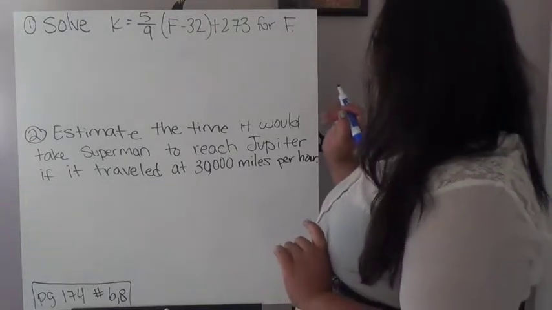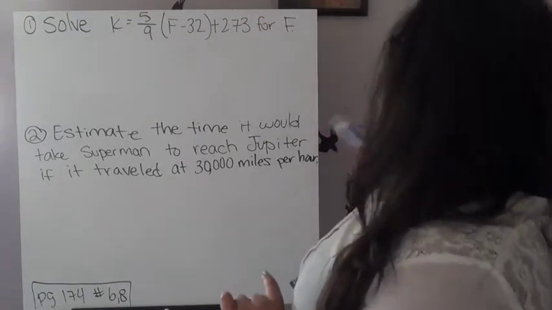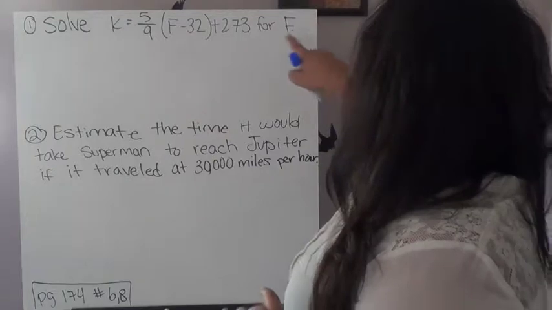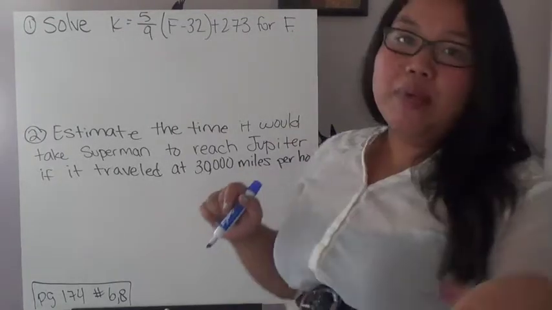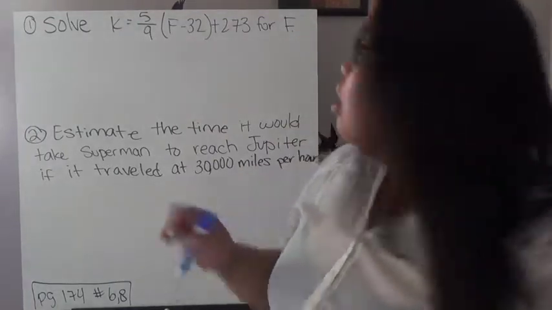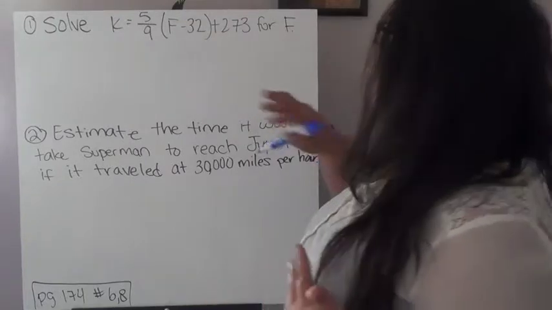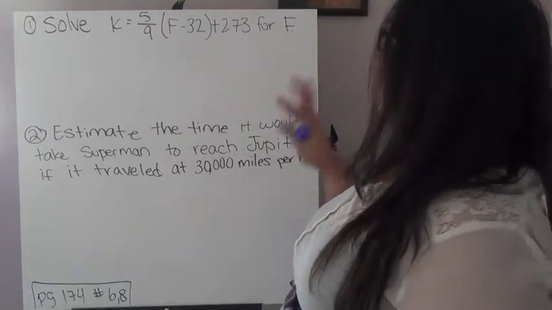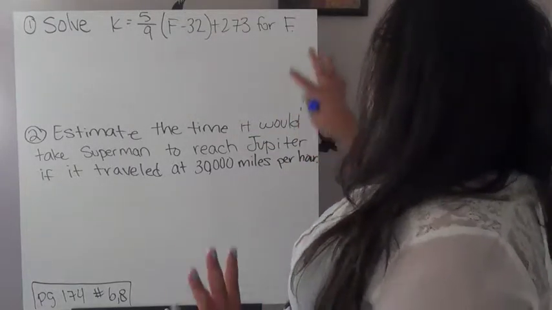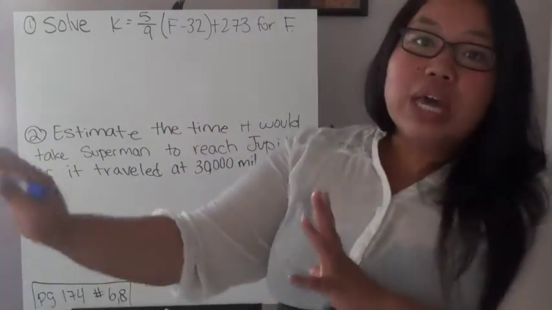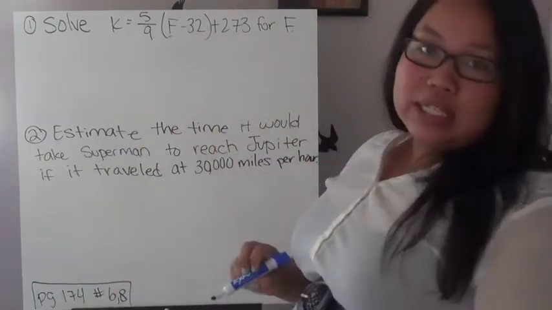Here's an equation, and it wants us to solve for F. So not necessarily am I putting anything in the equation, but I want to isolate F. So basically we want to move everything to the other side, leaving F by itself.